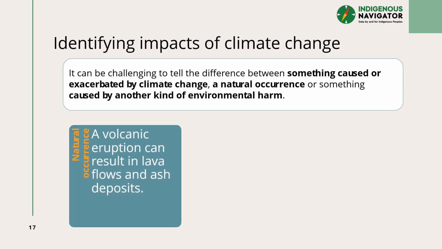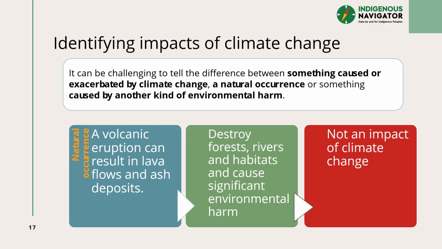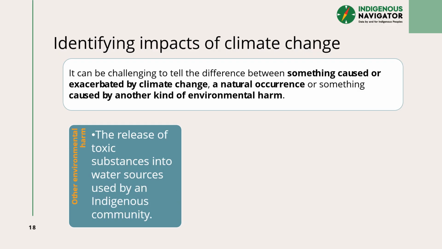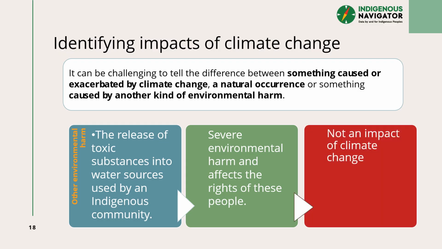An example of a natural occurrence of environmental harm includes a volcanic eruption, which can result in lava flows and ash deposits. This can destroy forests, rivers, and habitats and cause significant environmental harm. However, it is not an impact of climate change. An example of another type of environmental harm includes the release of toxic substances into water sources used by an Indigenous community. Even though this is a severe environmental harm and affects the rights of these people, it is not an impact of climate change.